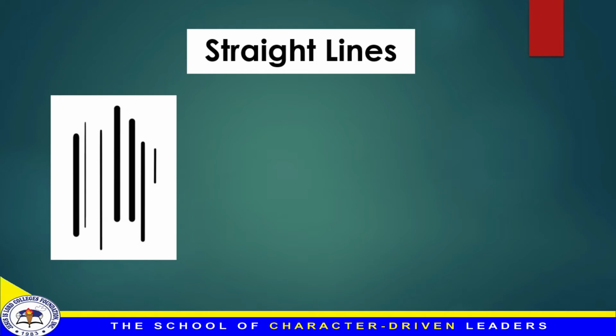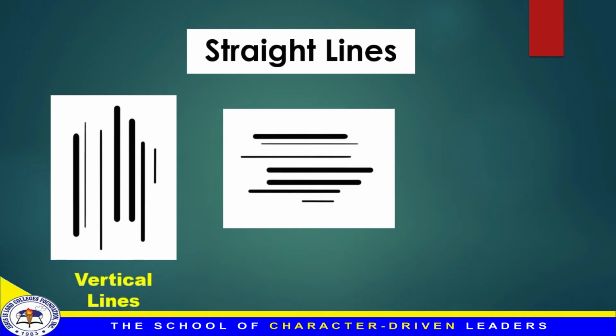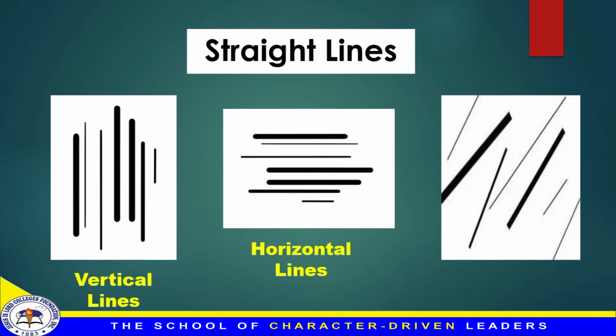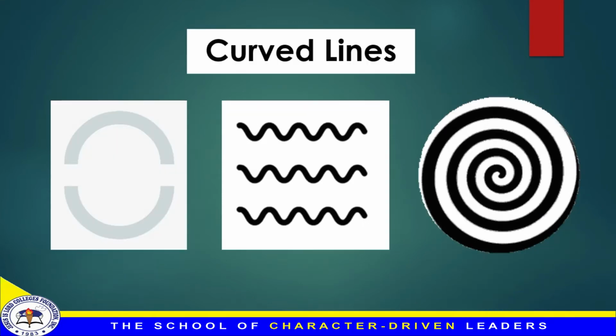So what do you call this line? Very good. This is a vertical line. Second, what is this line? Yes, this is a horizontal line. And then for the last straight line, what do we call this? Diagonal lines. So let us proceed with our curved lines.